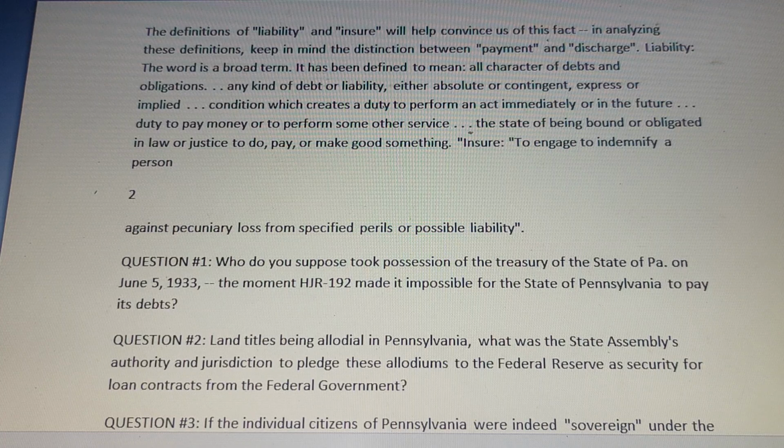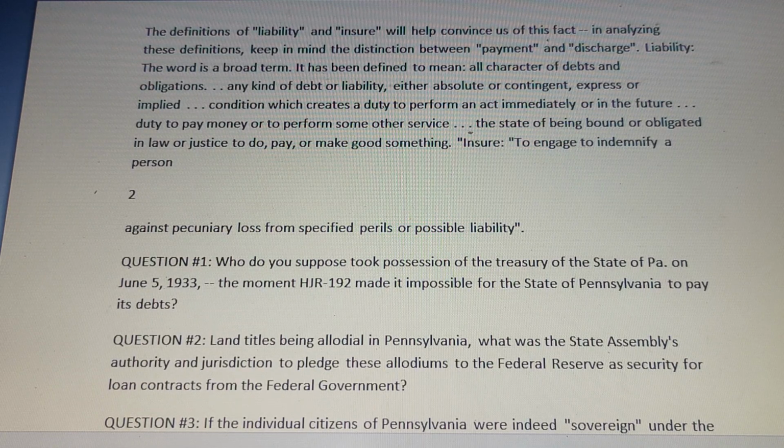Insure, to engage to indemnify. To engage to indemnify a person against pecuniary loss from specified perils or possible liability. So, to indemnify a person against pecuniary loss from specified perils or possible liabilities.